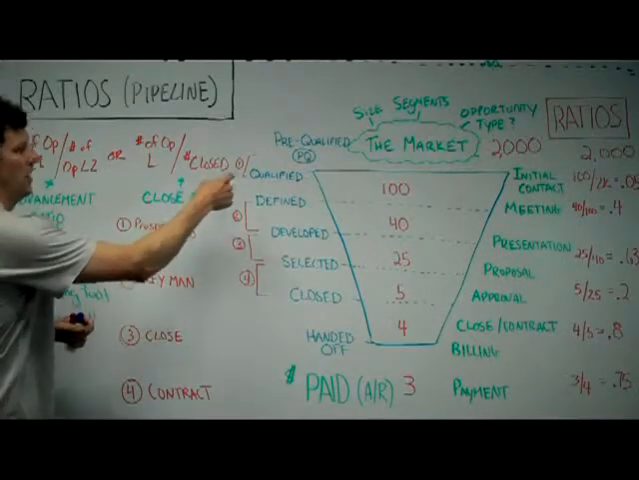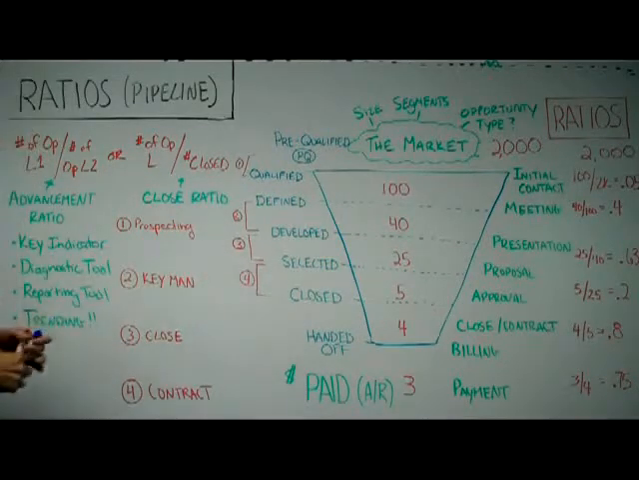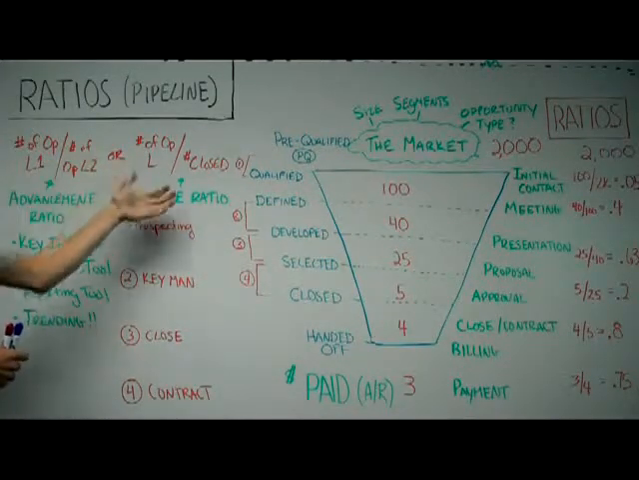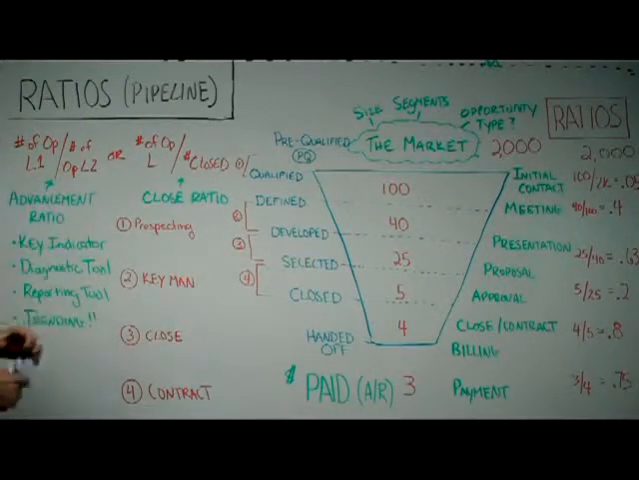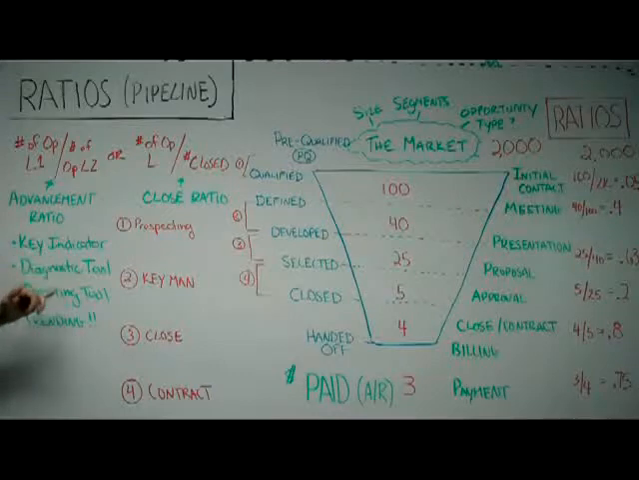Ratios are used as a diagnostic tool to measure either advancement or how you relate to your closure rate. That's the key thing, and they're used as indicators, diagnostic tools, reporting tools, and as a trending mechanism. So get to know your ratios.